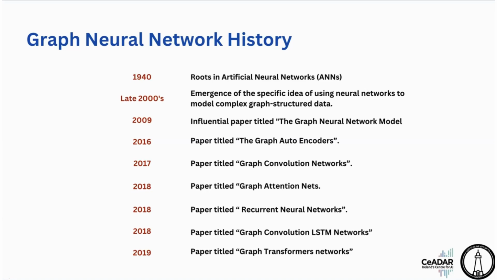Further on, the GCN was published in 2017, and based on the GCN, the Graph Attention Network was published in 2018. Later, based on the Graph Attention Network, recurrent neural networks were applied. Since recurrent neural networks and long short-term memory networks share the same idea, in 2018 a paper titled Graph Convolution LSTM Network was published. And since we all evolved toward using the transformer architecture, the graph transformer architecture evolved. So these are the different years of neural networks which we see.